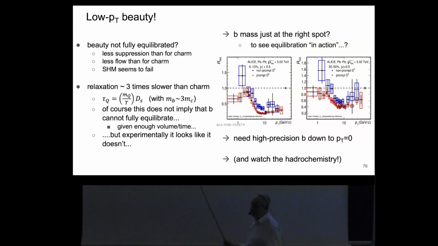It's less suppressed than charm. There is less flow. And in general, I didn't show that actually, but take it from me for now. No, maybe I have something later that will show it. The statistical hadronization model seems to fail for beauty.